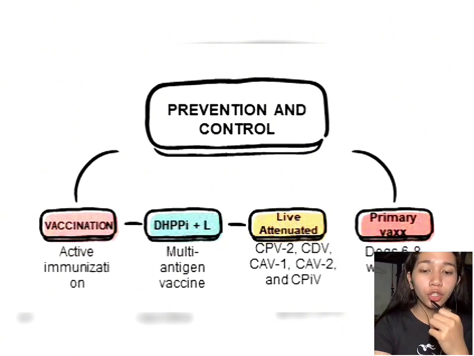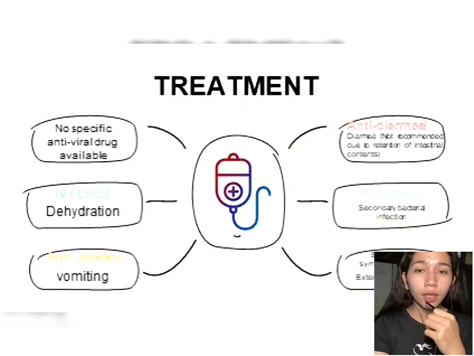For the treatment, in case the dog gets infected, it needs extensive hospitalization. No specific antiviral drug is available for this infection. Only intensive supportive therapy and symptomatic treatment is done, using intravenous fluids, antiemetics, and antibiotics to prevent secondary bacterial infection. You can also use antidiarrheals, but they are not really recommended because of retention of the intestinal contents, which increases the risk of bacterial translocation and systemic complications with bacteremia and endotoxemia.